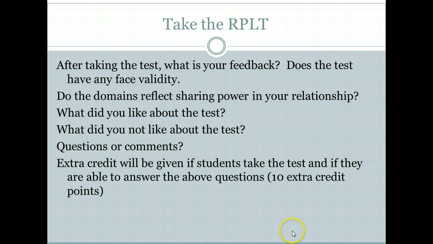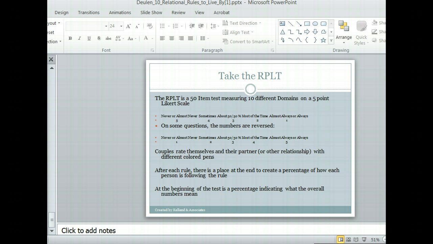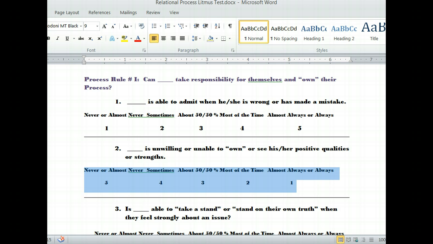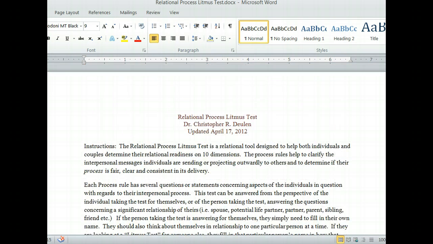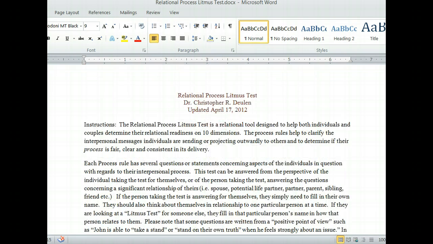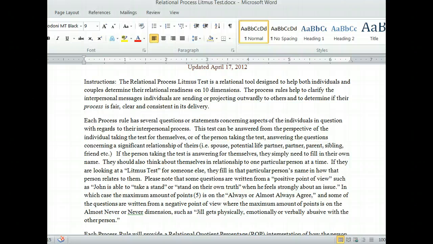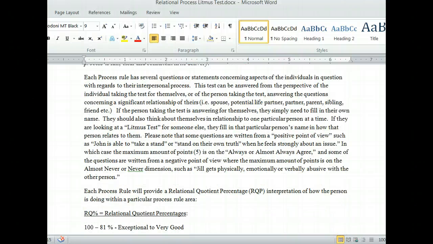All right. I'm going to now end this here and bring up the test itself. If you look, and this is going to be online, it explains the instructions. Each process rule has several questions or statements concerning aspects of the individuals in question with regard to their interpersonal process. This test can be answered from the perspective of the individual taking the test for themselves or of the person taking the test answering the questions concerning a significant relationship of theirs, i.e. spouse, potential life partner, parent, sibling, friend, etc.